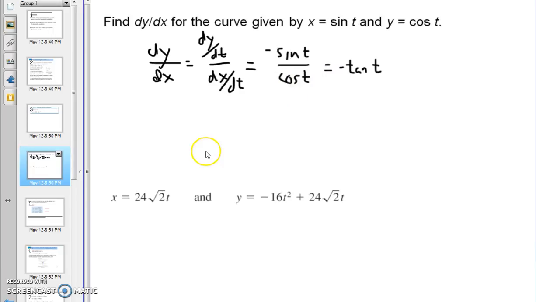How about down below? I want you to try that. Notice this is the square root of 2 times t, not the square root of 2t. So make sure you understand that when you're taking its derivative. Go ahead and try this one, see how it looks. I think you won't find it too challenging.